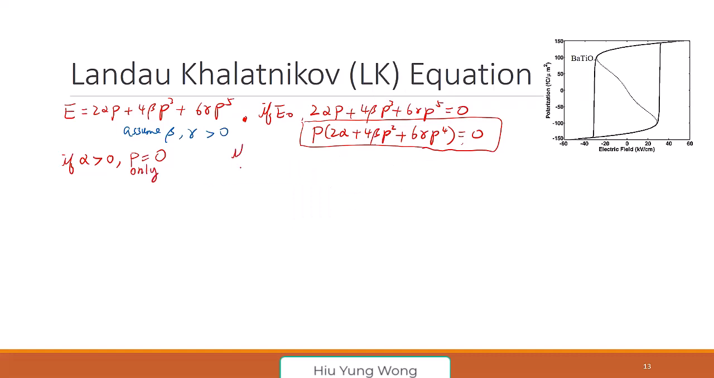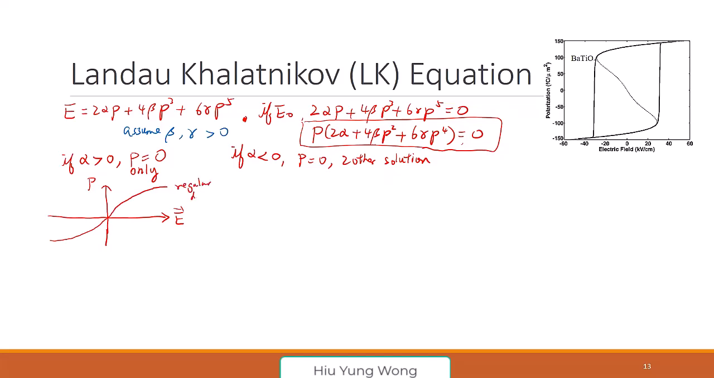Okay, but what if alpha is negative? Now p is still one solution, but I can have 2 other solutions. Okay, so if you try to plot the curve E versus P, if this is P, alpha is larger than 0, you only have this solution. This is a regular dielectric. Right? You only have one P that will give you 0 E. Only one P.